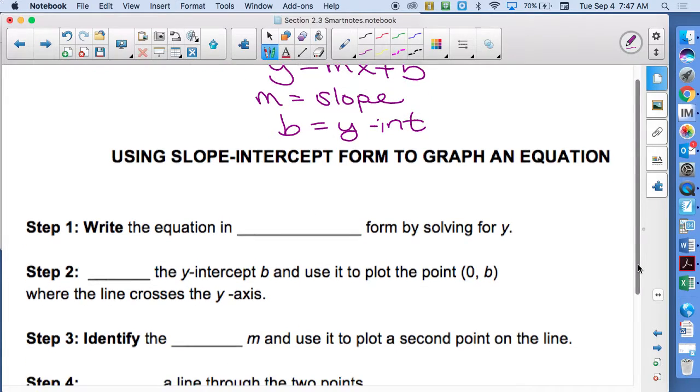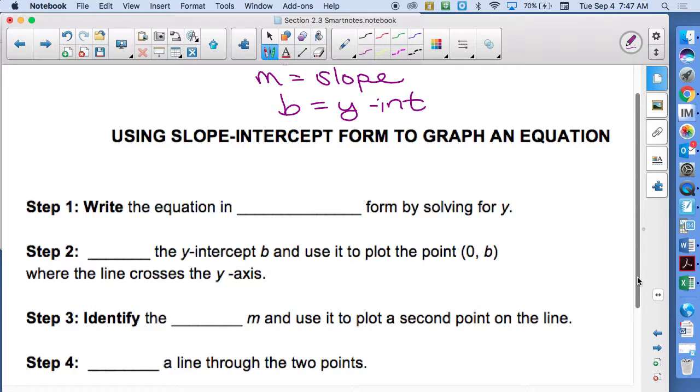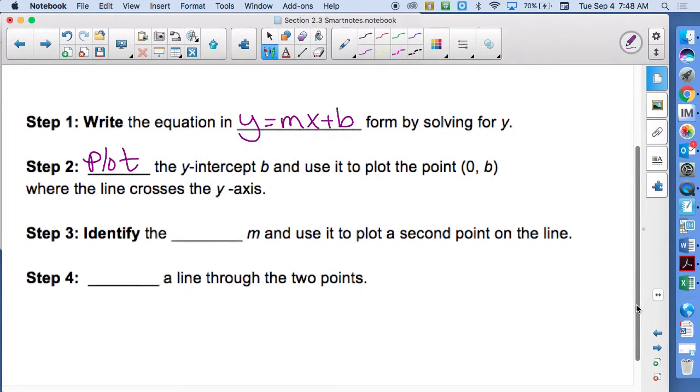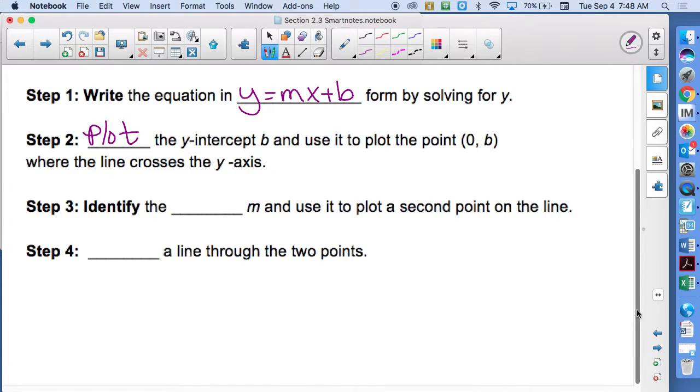So to graph in slope-intercept form, just a little refresher, write the equation in y equals mx plus b form. It needs to be in slope-intercept form by solving for y. So if it's not in y equals, we need to get the problem to be in y equals. The second step, we'll plot the y-intercept. You begin with b. So b, begin, that's where you start your graph. It's the point (0, b), where the line crosses the y-axis. The third step says to identify the slope, which is the m.